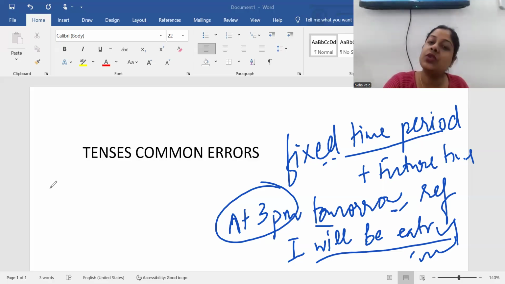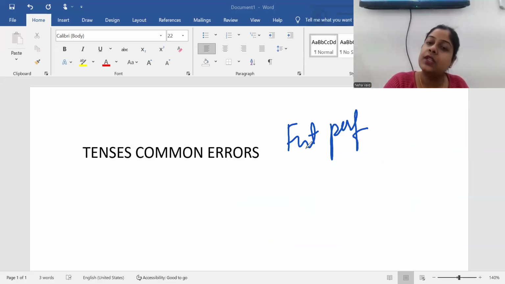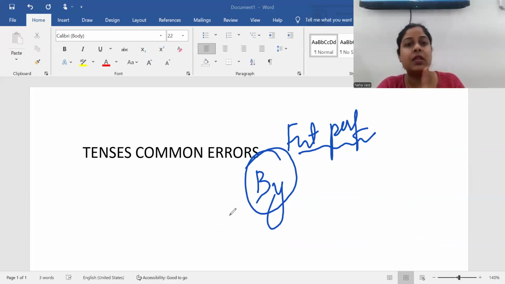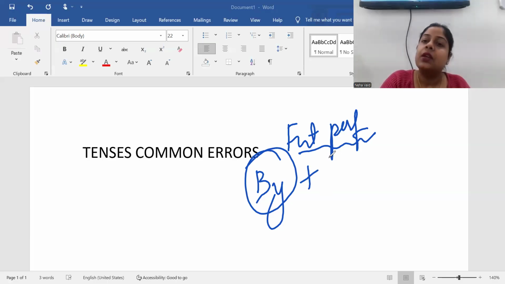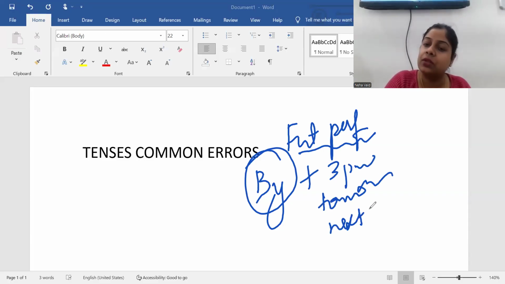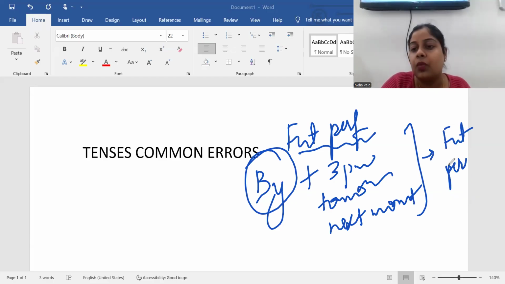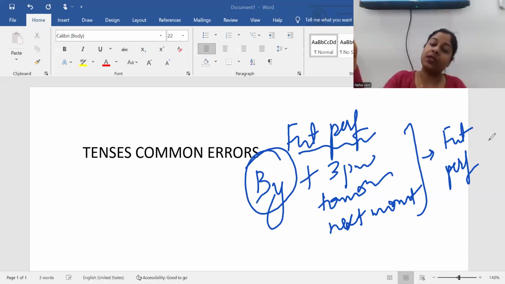Next, we have future perfect. Future perfect is always used with by. Whenever you come across any by, you sense what you have to use. By is a fixed time. So you are using by plus any time period, like by 3 p.m. It can be by tomorrow, by next month. It can be by any time period. So in that case, you have to use future perfect. One more case: when we have future perfect, we also use by plus a simple present action.